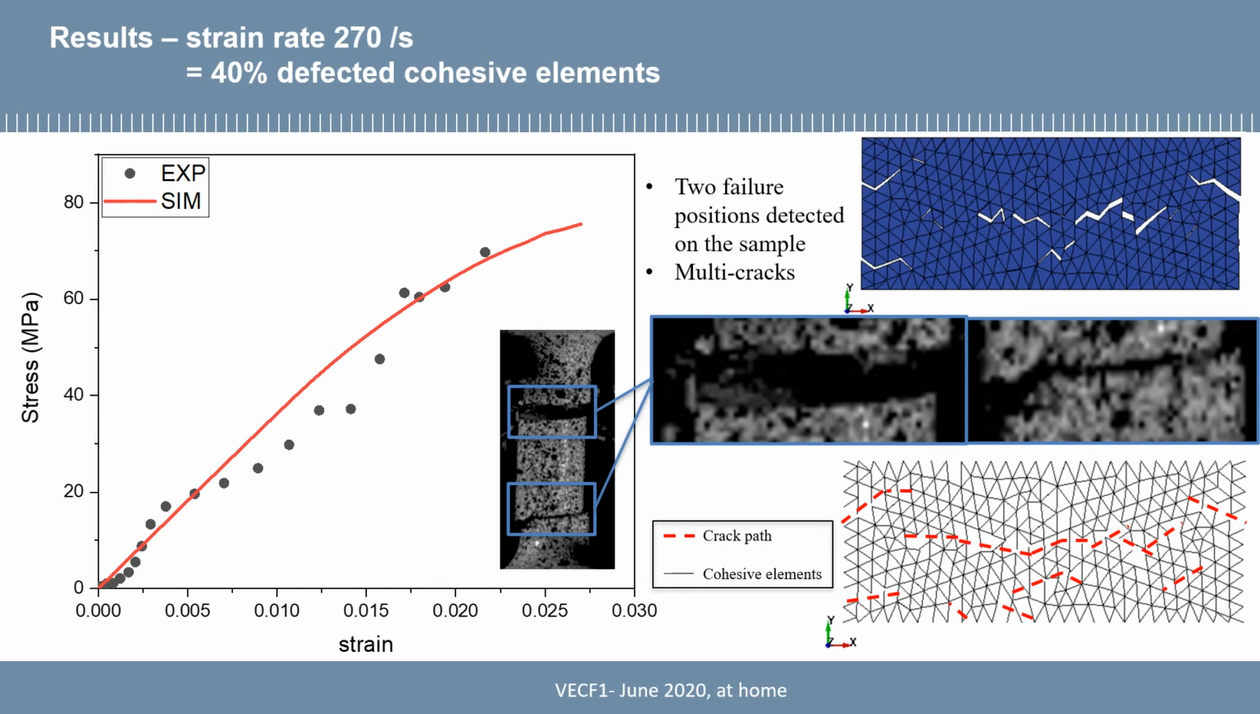When the strain rate is 270 per second and 70 per second, we can use 40% of defective cohesive elements to model this case. Firstly, we can find that the curves fit the experimental data well, and there is one interesting phenomenon found in the experiments: 2 cracks happened at the same time during the loading. This can validate that maybe there are some defects that can be activated at the same time during the high strain rate loading.